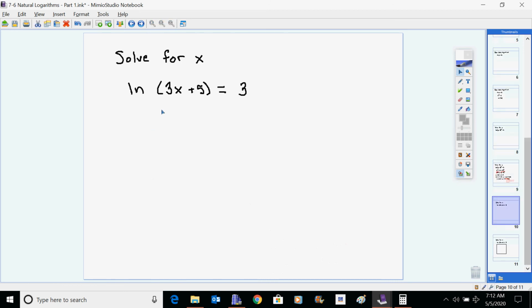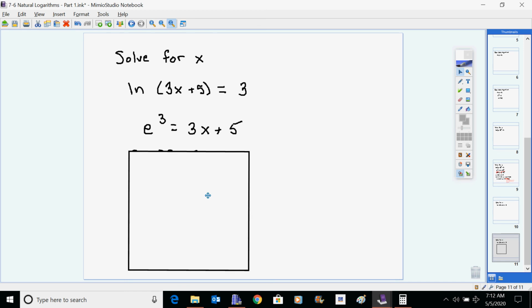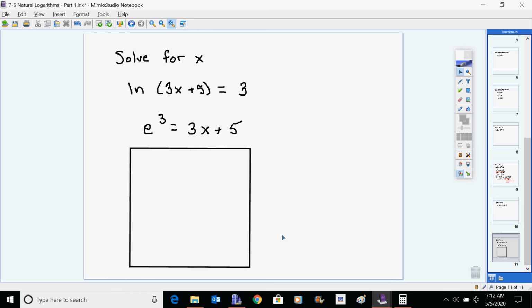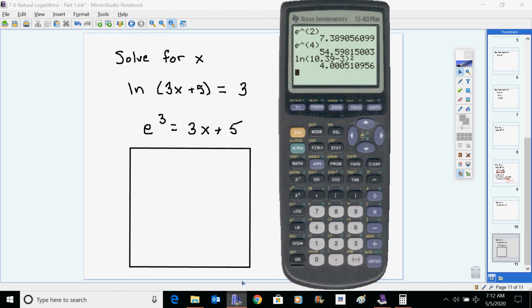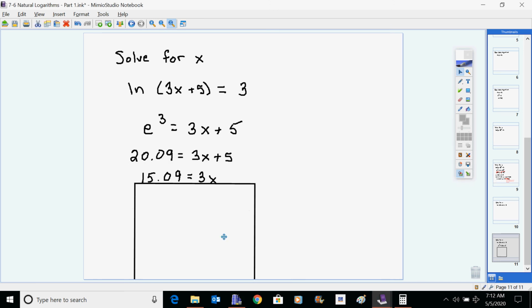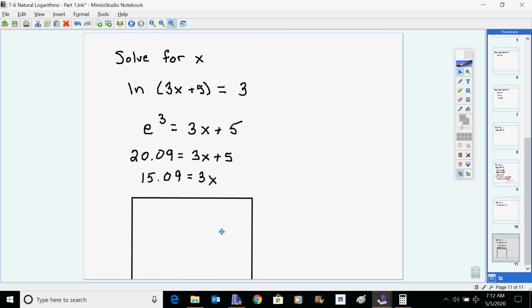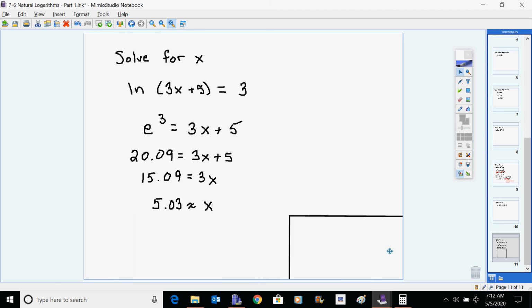All right, so here we have another natural log, so e to the third power equals 3x plus 5. Take your e to the third power. E to the third power equals 20.08 or 20.09. Then do your calculation, subtract 5, divide by 3, and we have an approximate answer. If we plug it back in, we should get the right thing happening there.